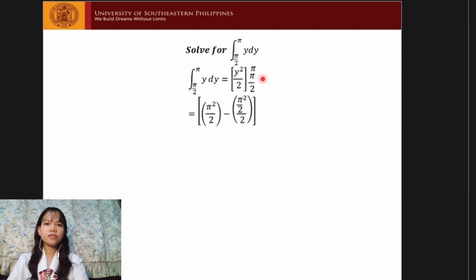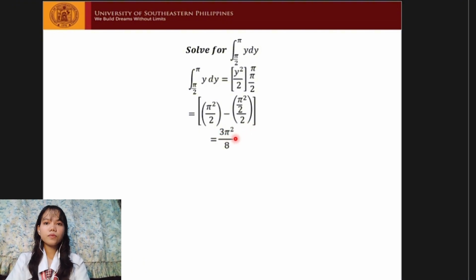So, we have to substitute the pi over 2 and pi. So, pi squared over 2 minus (pi over 2) squared over 2, which is pi squared over 8. So, what we have right now is pi squared over 2 minus pi squared over 8, which equals 3/8 of pi squared.